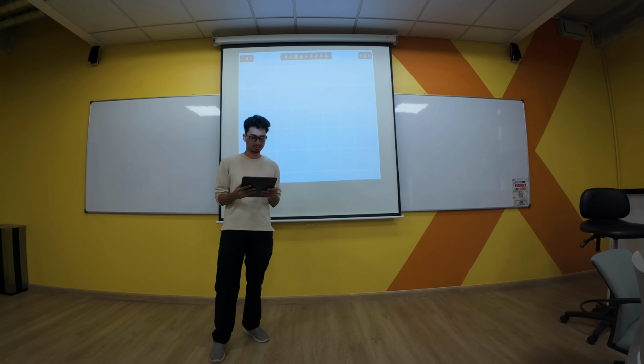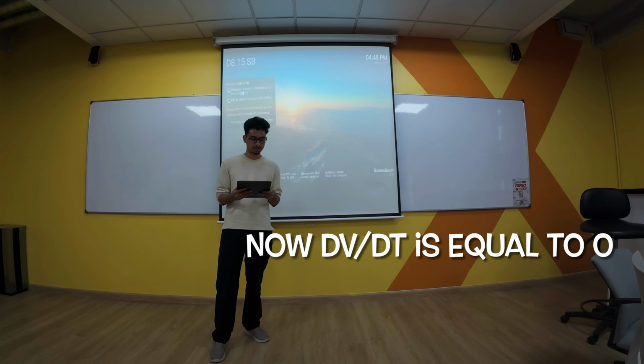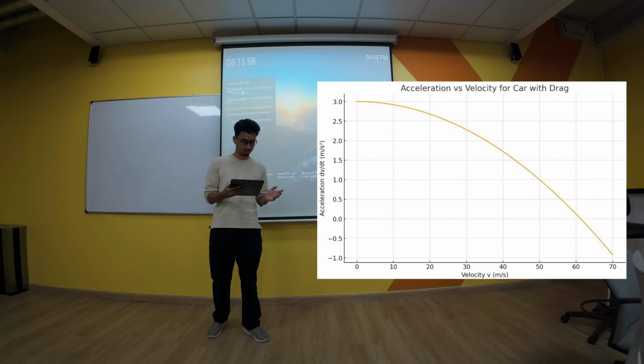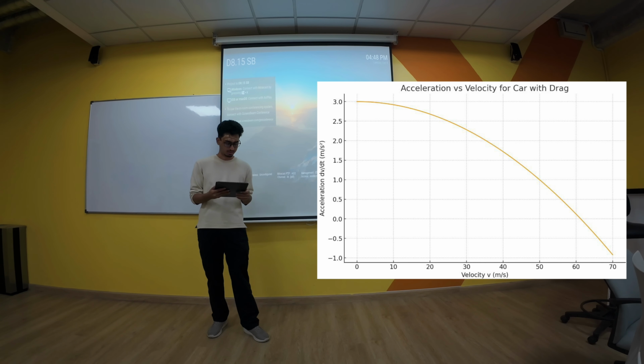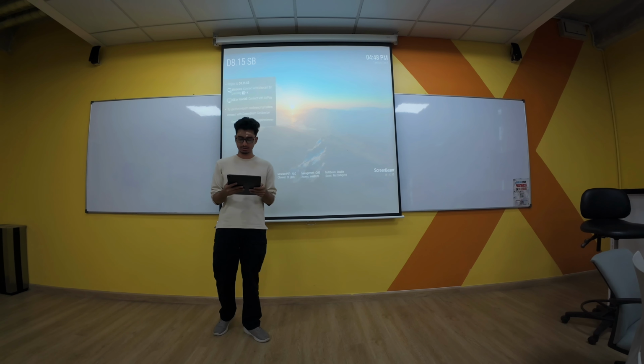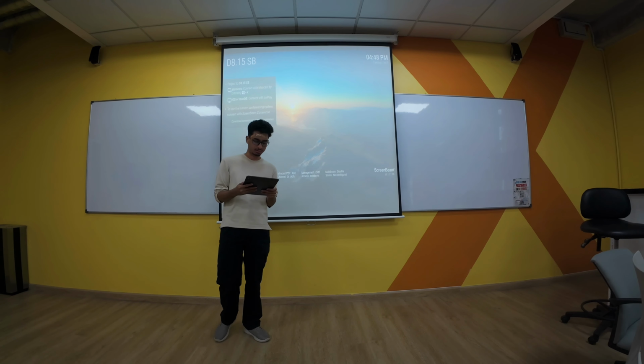This explains why vehicles have a top speed, which is the point where drag and engine force level out, making dv/dt equal to 0. So there's no more acceleration. And here's a graph of it. So in this problem, we use differentiation to understand how a car's speed changes. When air resistance is present, we can figure out how acceleration changes at various speeds, and why it decreases as the car accelerates, by looking at the derivative of speed.